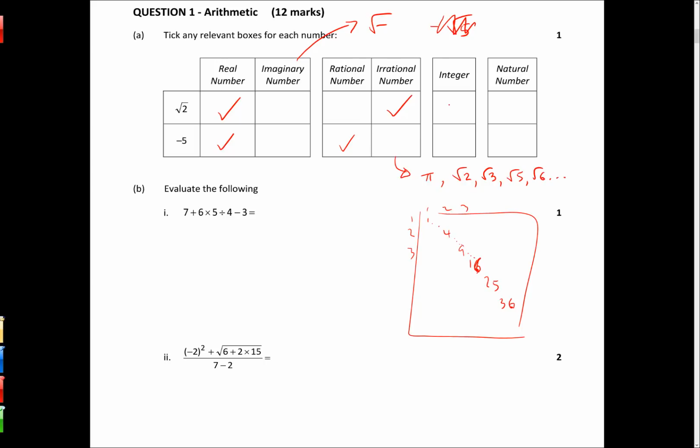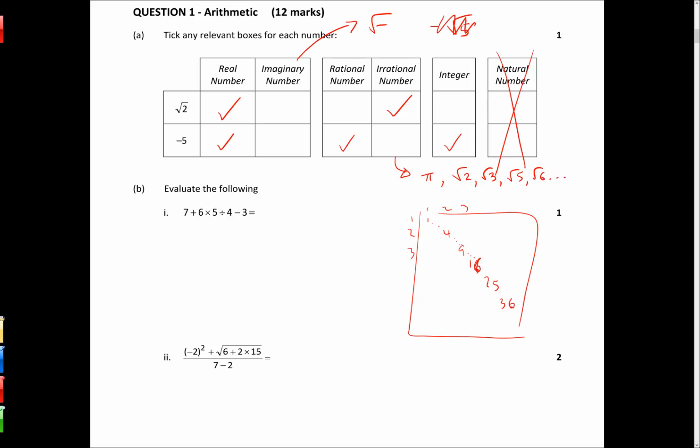Integer is a whole number. We know root 2 is not a whole number, but minus 5 is a whole number. It doesn't matter that it's minus, it's still a whole number, which is the definition of integer. And natural number. I just realised I removed that from the course, so I'll make a note. That's a good time to realise that that column is probably not on the sheet that you're looking at, which is good.